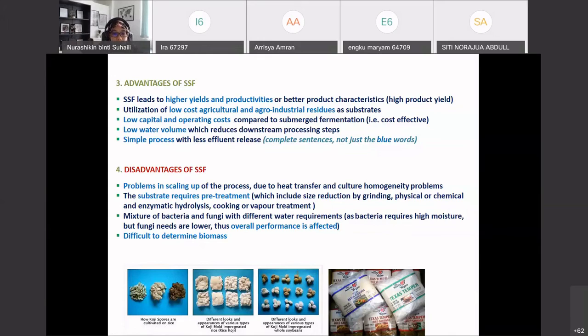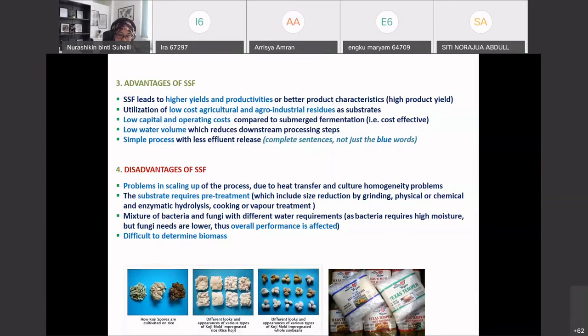Okay. The substrate requires pre-treatment. Of course, this one is actually the same as submerged fermentation. Pre-treatment is where you have to reduce the size and everything. This one is quite subjective. It depends on whether your microbes can tolerate it. Pre-treatment using hydrolysis is also difficult for submerged fermentation. So pre-treatment in general is a challenge for both. It's not just for SSF.